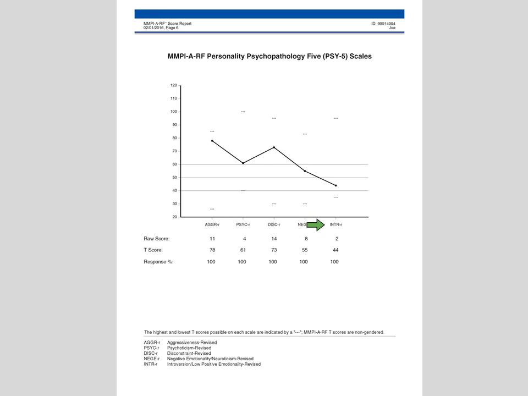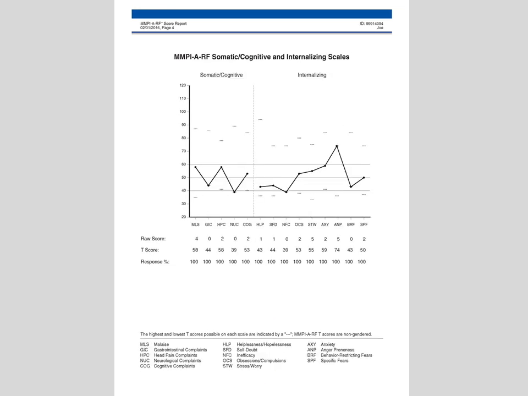And if we flip over to the related RC scales, negative emotionality and introversion, those scales are both within normal ranges. So this adolescent clearly has very few symptoms that are related to internalizing emotional distress. In fact, the only symptom that we can identify in this MMPI-A-RF protocol is anger proneness, which is consistent with what we saw when we looked at his behavioral dysfunction related scales.